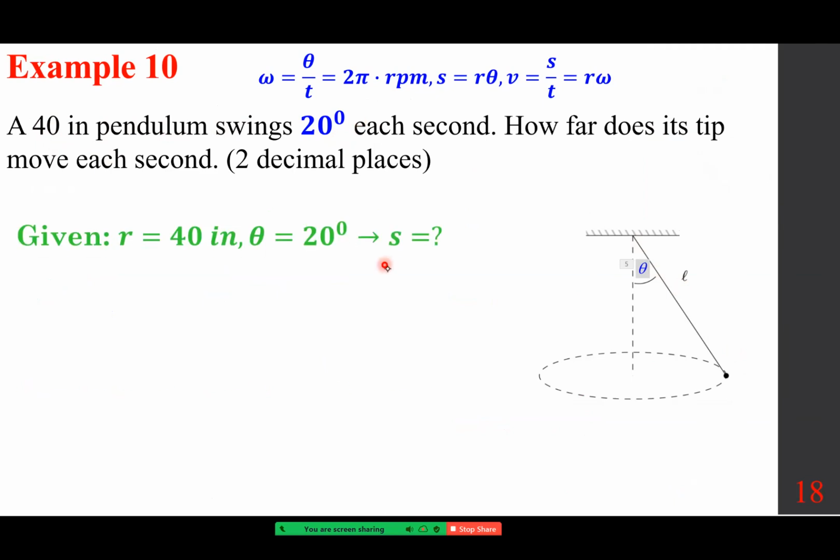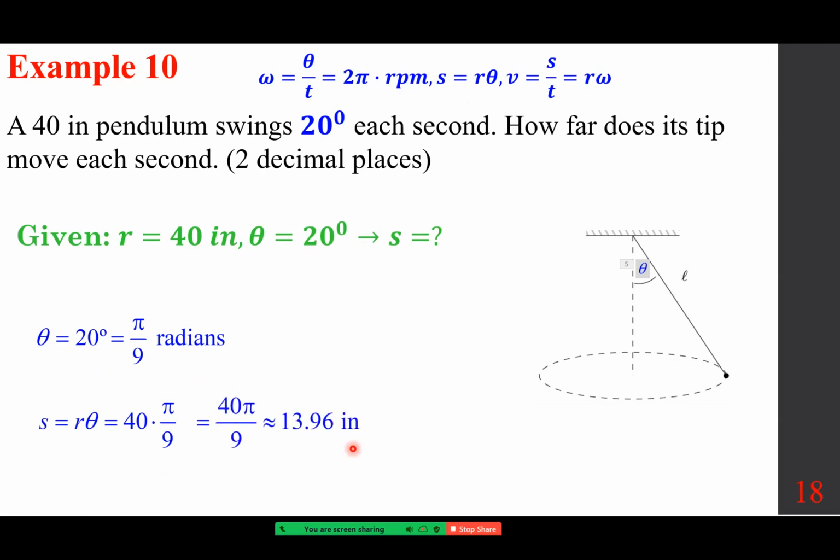The only thing that I want to remind you, remember, this has to be in radians. It has to be in radians. So we can multiply this by pi over 180, and it becomes pi over 9 radians. S is R theta. So plug in. R is 40. Theta, we found it to be pi over 9.